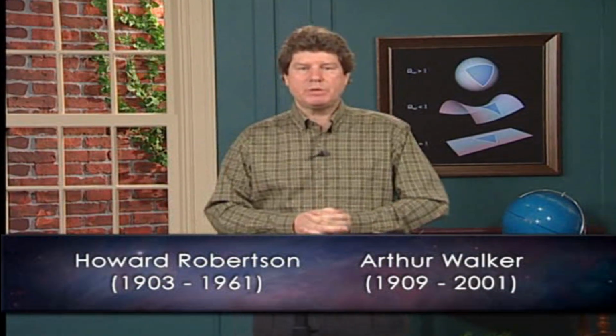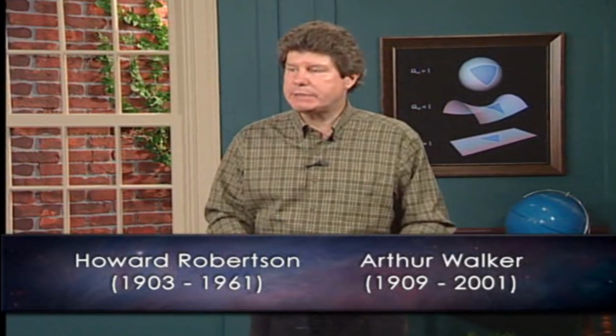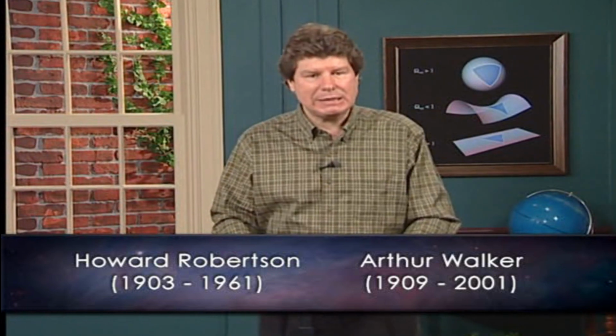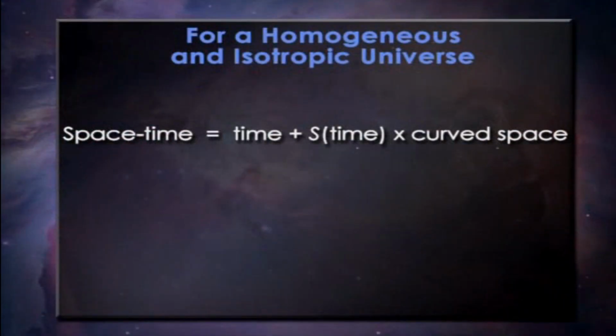Okay, let's now look at the time part of the cosmic space-time. The first people to realise how space and time might be packaged together for the universe were the American and British mathematicians Howard Robertson and Arthur Walker in 1935. So this particular space-time is called the Robertson-Walker space-time. And here's a non-mathematical way of describing it.